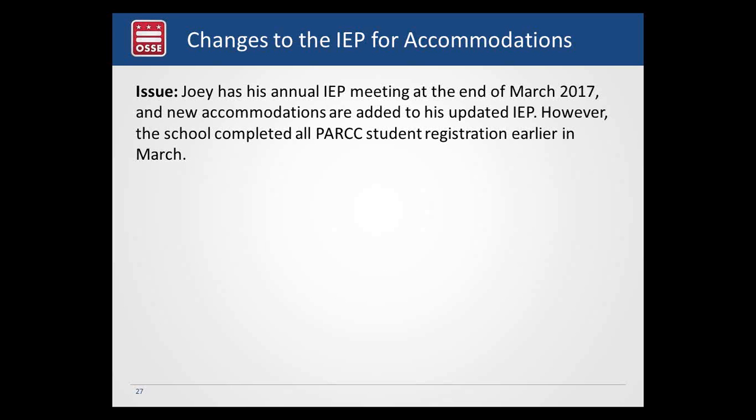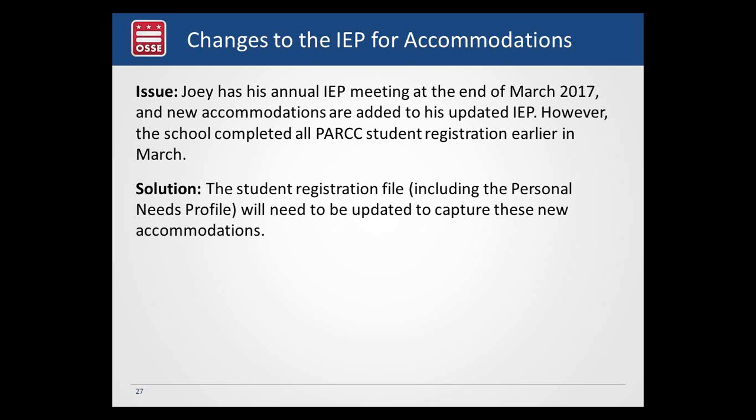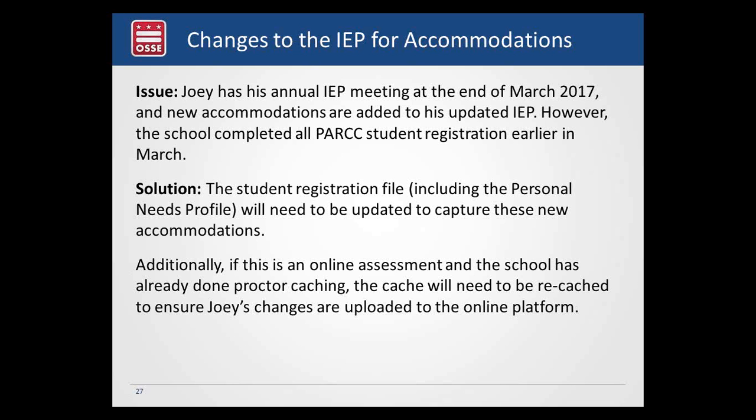Let's say Joey had his IEP meeting at the end of March, and it's getting very close to testing season, and he just so happened to have new accommodations added to his new IEP. However, the school already registered everybody. They already filled out his personal needs profile, and now you're making changes. What do you do? Well, you need to go back and update the student registration file and the personal needs profile to make sure you capture those new accommodations.